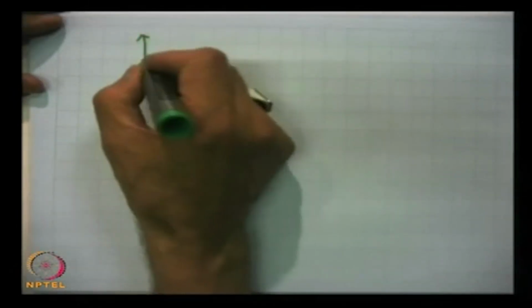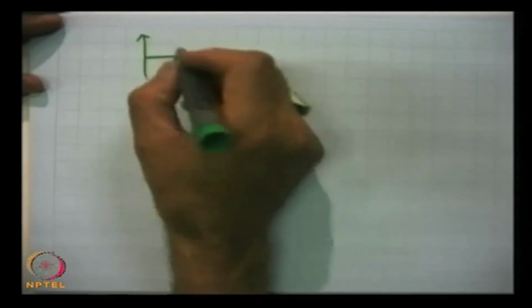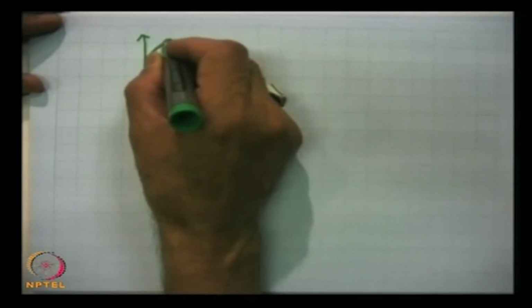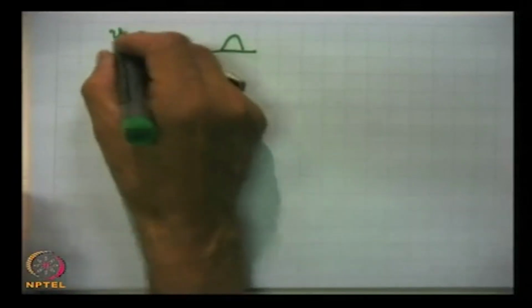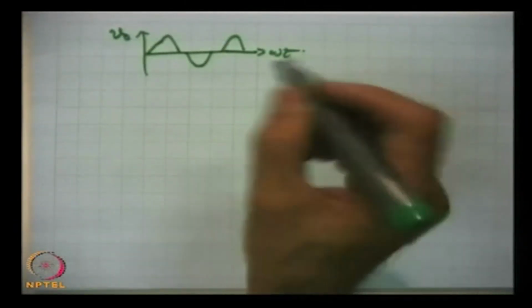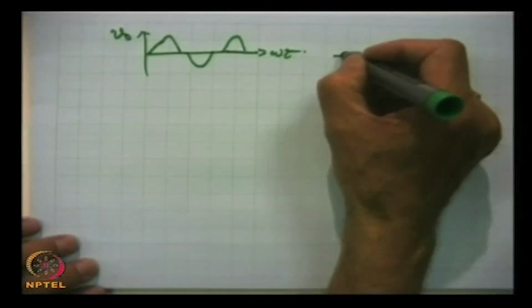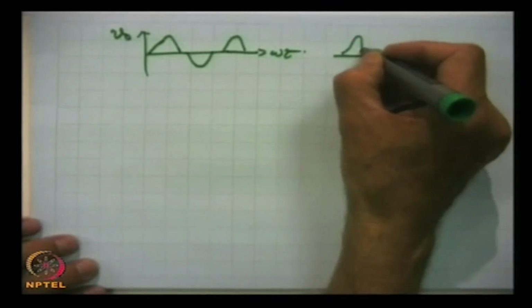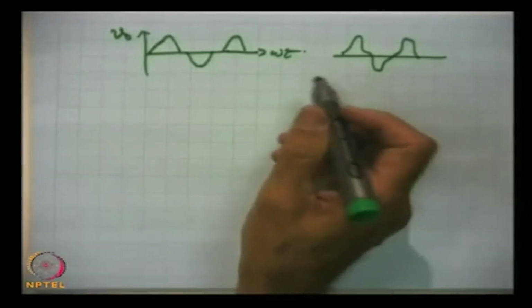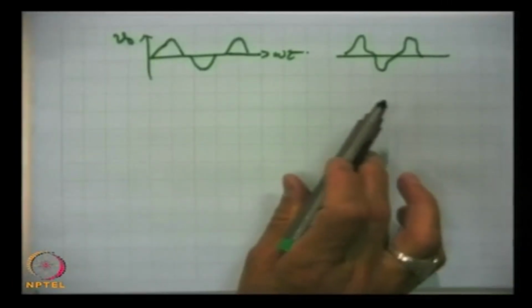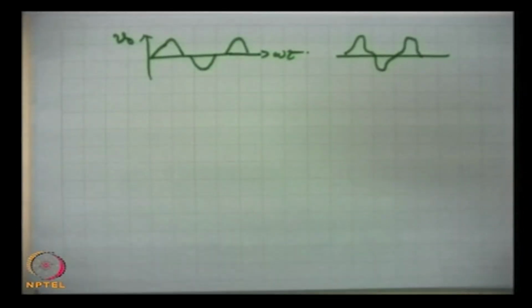Output will be, in a little exaggerated format, like this. This is V out and this is omega t, but in practice also the outputs are like this. They are not the exact replica of the input signal. So, this distortion is known as crossover distortion and this can be taken care of. How to take care of that?